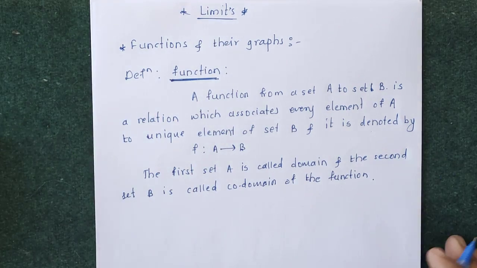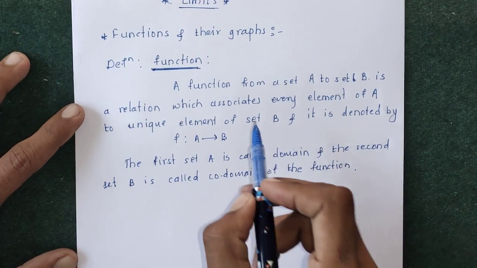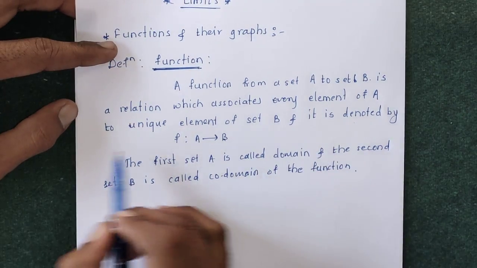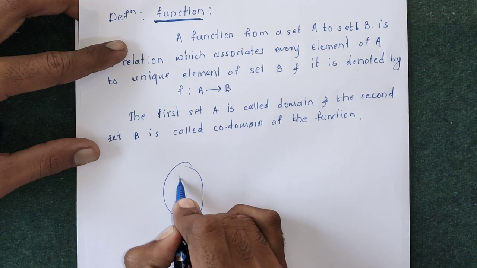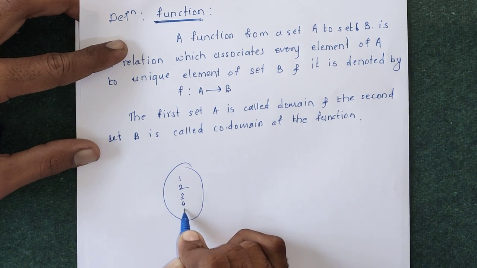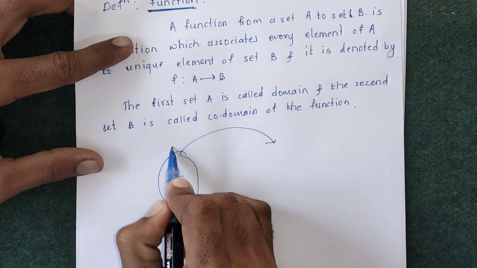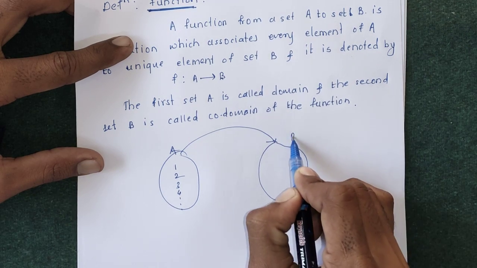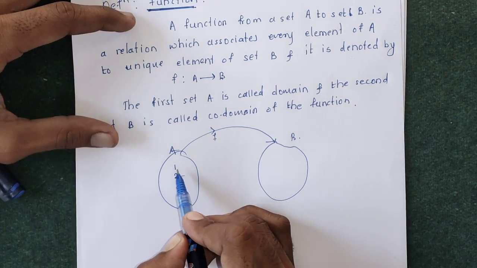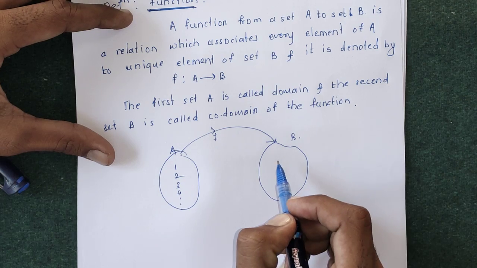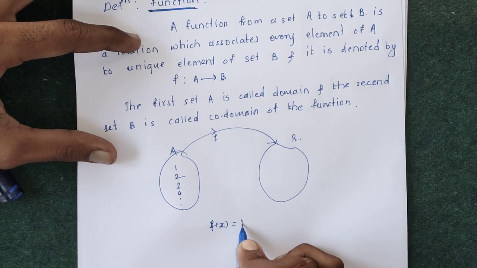So the definition of the function is: a function from a set A to set B is a relation which associates every element of set A to a unique element of set B. Suppose this is set A. In a particular example, we will take the set of natural numbers 1, 2, 3, 4, 5 and so on, and the function means a relation from this set A to this set B, such that the function associates every element of set A to some unique element in set B. Suppose function f is given by the rule f of x is equal to x itself.